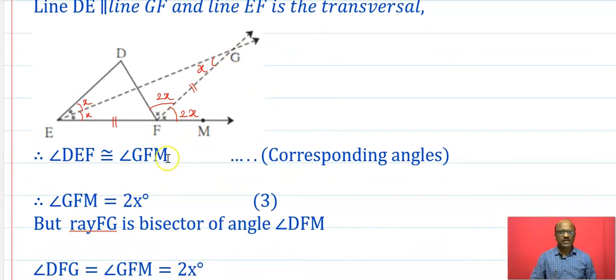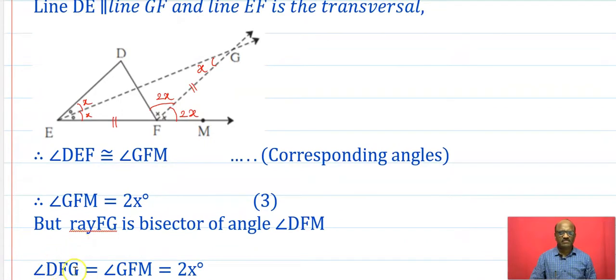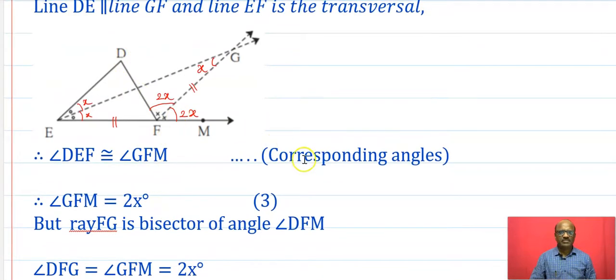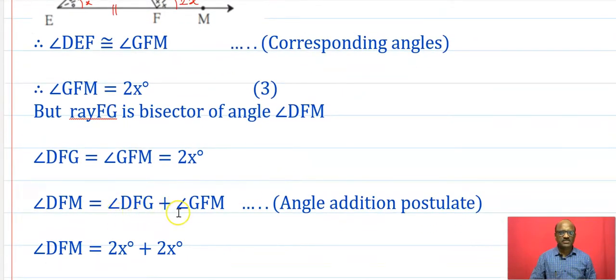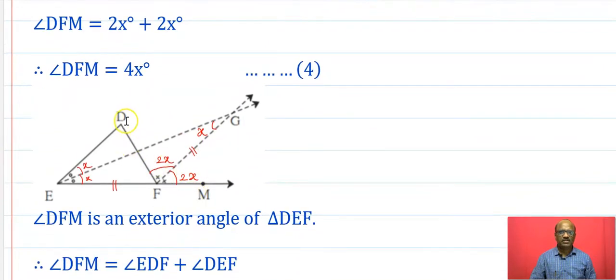Ray FG is the bisector of angle DFM. So what will be its measure? This one is 2x, so this one will also be 2x. That is, the measure of angle DFG is equal to the measure of angle GFM, is equal to 2x. And next, the measure of angle DFM is equal to DFG plus GFM, that is 2x degrees plus 2x degrees, which is equal to 4x degrees. Therefore, the measure of angle DFM is equal to 4x degrees.